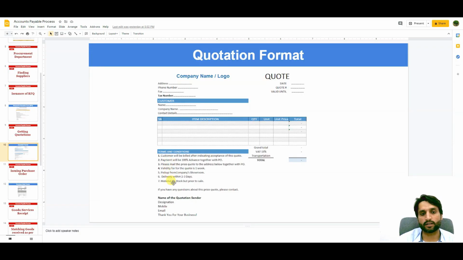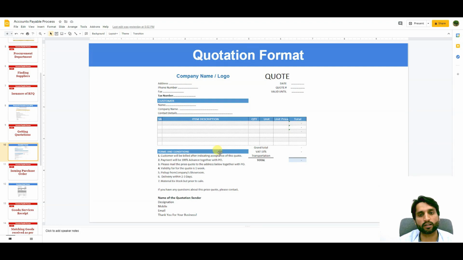So here are the terms and conditions from the supplier. The customer will be billed after indicating acceptance of this quotation. Payment will be 100% advance. They don't want to work with you on a credit basis, so they mention here payment terms 100% advance. And the validity for the quotation is 1 week, with pickup from the company's showroom, delivery within 2 to 3 days, material ex-stock but prior to sale. So this is the quotation format from the supplier.